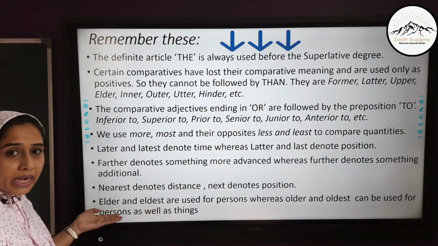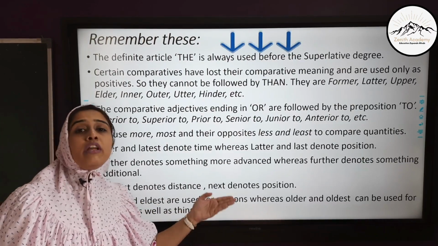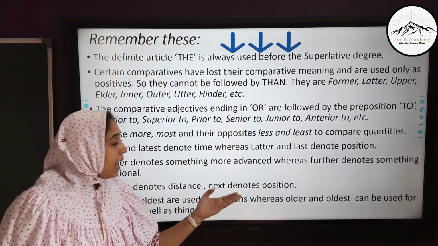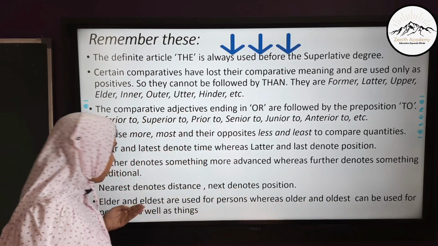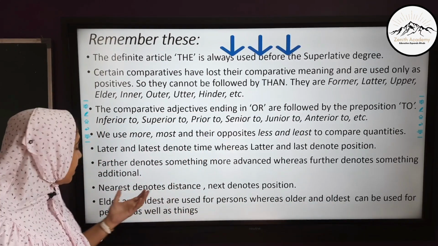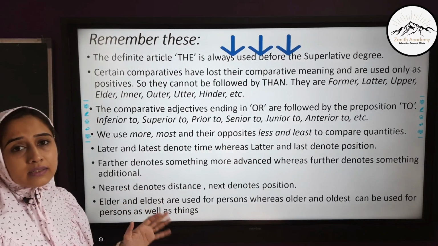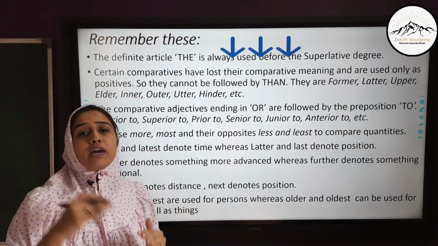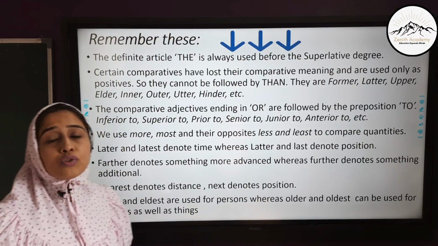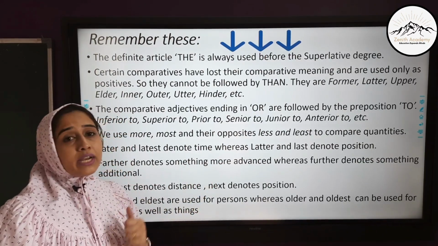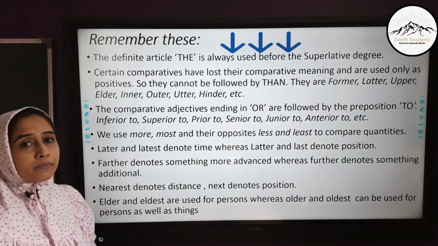The last one is elder and eldest. These two words, in the comparative and superlative degree, are used only for persons, while the words older and oldest can be used for persons as well as things. We cannot use elder and eldest for things. That is only for persons when we are comparing the age of two people. I hope you have understood all the rules, and you can also take a screenshot of it.